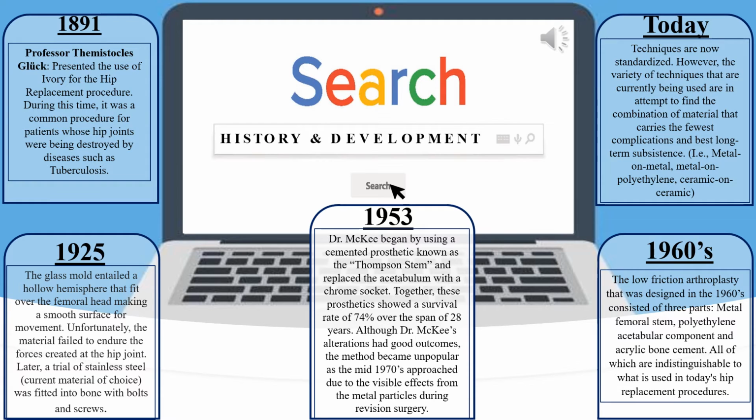Today, techniques are now standardized. However, the variety of techniques that are currently being used are an attempt to find the combination of material that carries the fewest complications and best long-term subsistence. For example, what's used in ORs today is the metal-on-metal prosthesis, metal on polyethylene, or ceramic on ceramic.